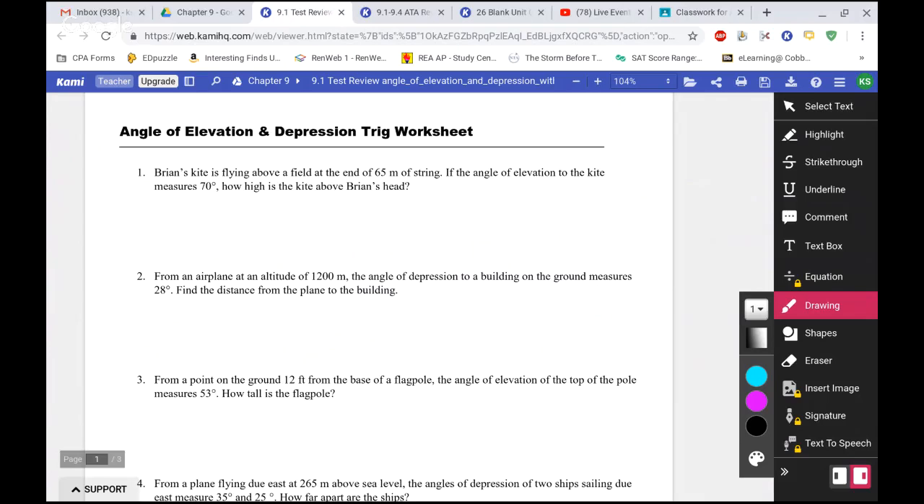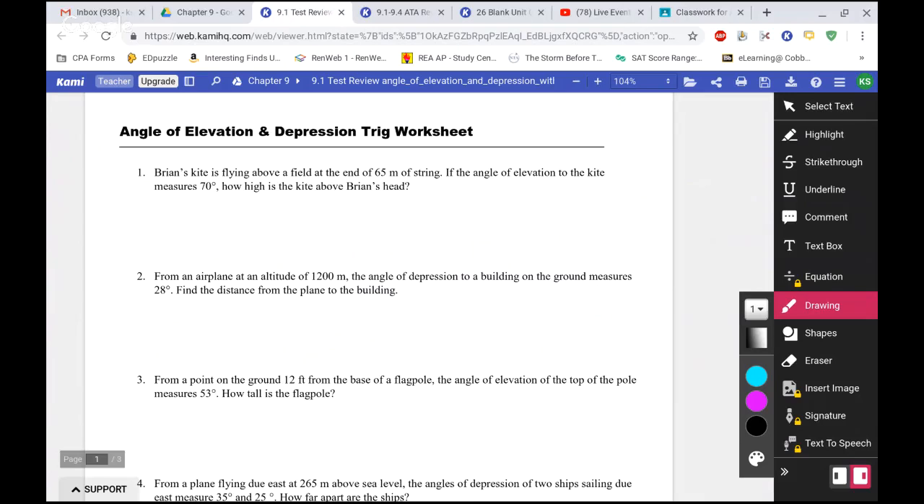Okay, Brian's flying a kite in a field at the end of a 65-meter string. See, there you go, meters. It's kind of like radians. Help us, Lord. If the angle of elevation to the kite measures 70 degrees, how high is the kite above Brian's head?